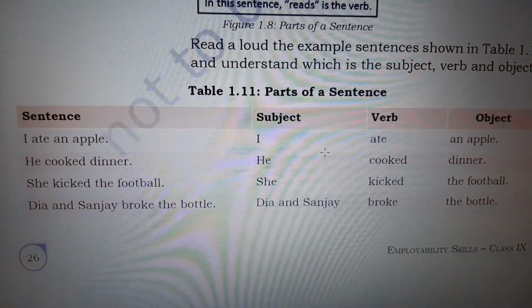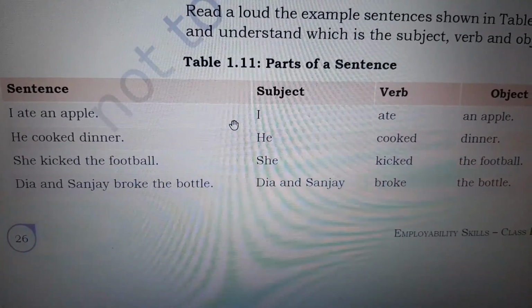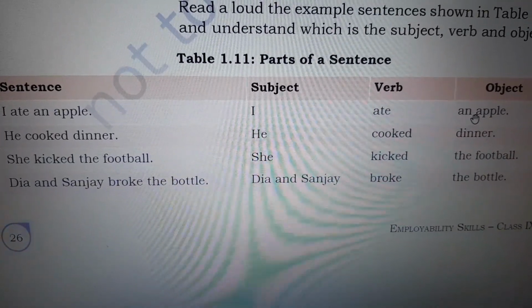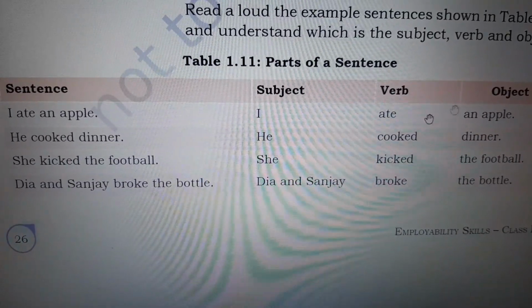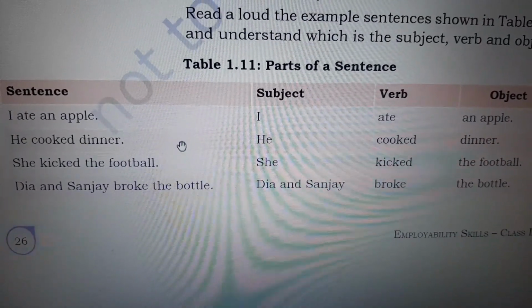Let us take an example. I ate an apple. I is a subject. Ate is a verb, and apple is an object. So here are a few more examples you can go through.